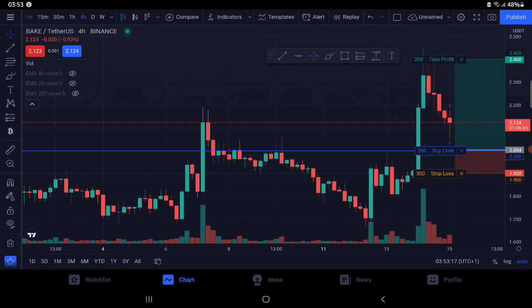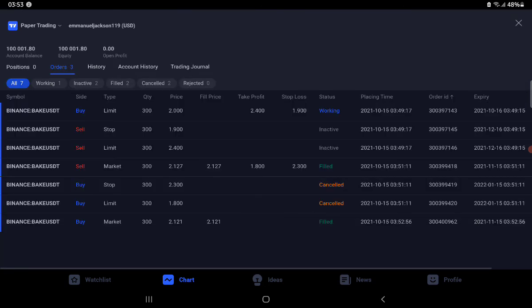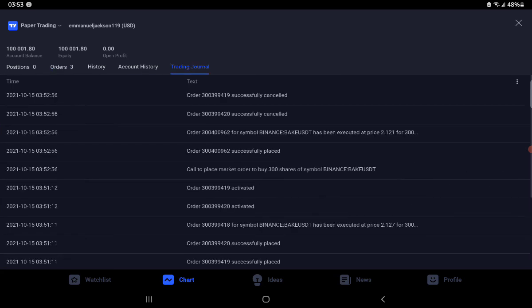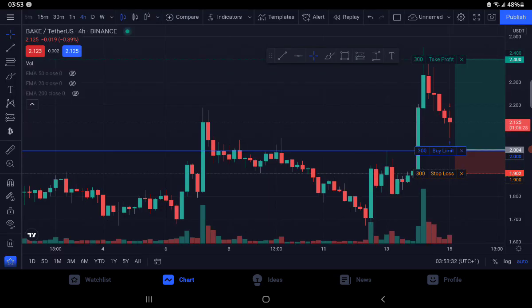So that's that, guys. You do your analysis, you check it with your paper trading, you can set the amount you actually want to use, and your trading journal and account history show you the results of what you have been trading so far. And with that, you can become a better trader.